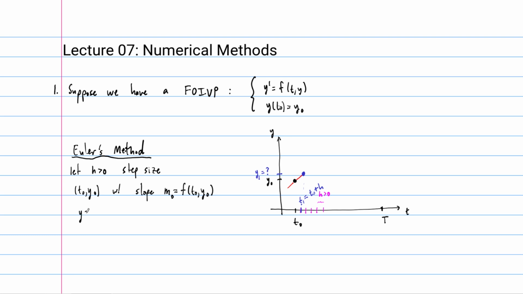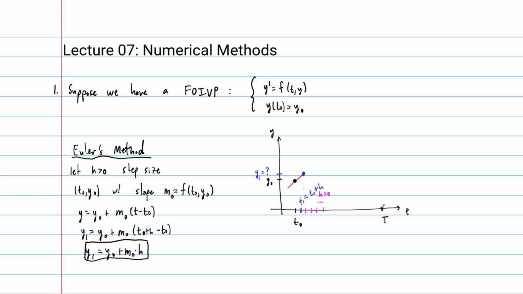So its equation is going to be y equals y naught plus the slope m naught times t minus t naught. All right, and y1 is the point that sits directly above t1, and t1 is t naught plus h. So y1 is going to be given by y naught plus m naught times t1 minus t naught. And of course, the t naughts are going to cancel, and that's just going to end up being our step size. So our new height, y1, is going to be y0 plus the slope prescribed by the differential equation times the step size h. This is our new height y1.